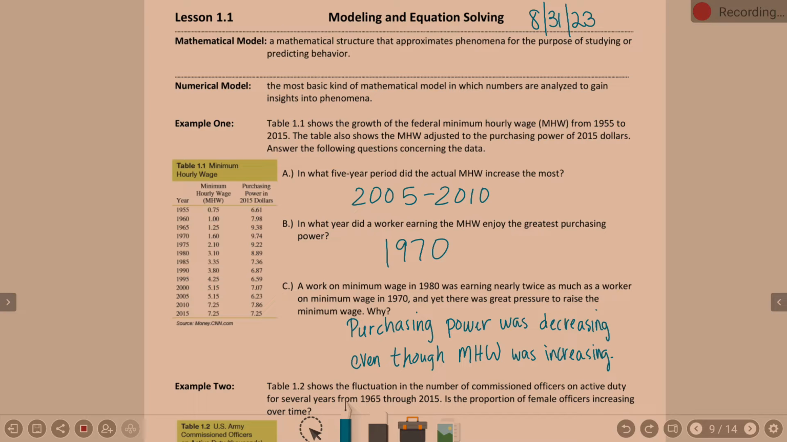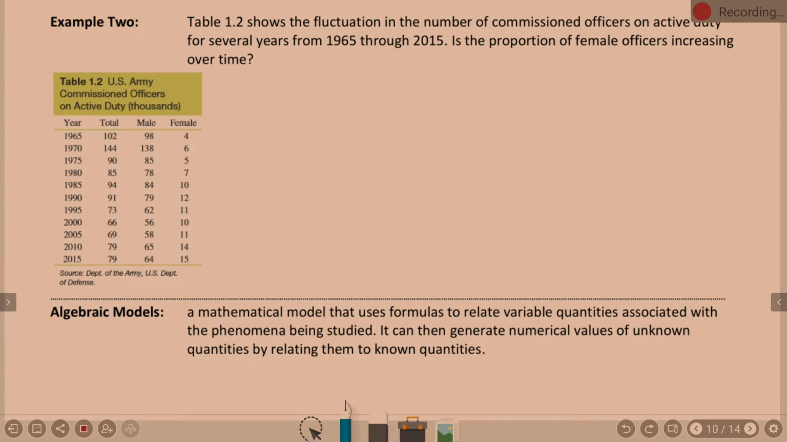Okay, you ready for example 2? Example 2, I'm going to make you work a little bit. Got a new table. This one shows a fluctuation in the number of commissioned officers on active duty for several years from 1965 through 2015. Is the proportion of female officers increasing over time?